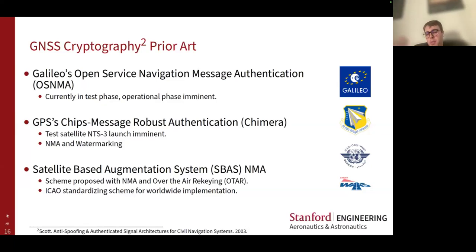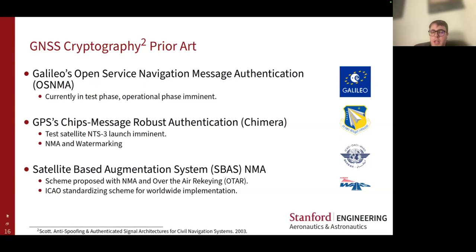Essentially, in that proposal from the January ITM paper, there's an individual watermark every millisecond, but the receiver will aggregate 6 seconds, so 6,000 watermarks together every 6 seconds, because the watermark derives directly from the NMA key. The main selling point here is that ICAO is standardizing the SBAS navigation message authentication protocol with WAAS and others. That means we could add a watermark to SBAS without changing the ICD, which is really cool.